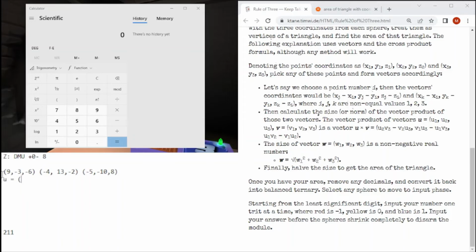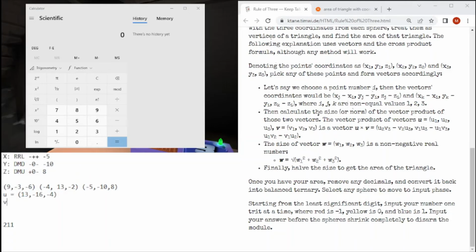So if we take 9 minus -4, that gives us 13. If we take -3 minus 13, that's -16. And if we take -6 minus -2, that becomes -4. So, again, physically this represents the vector between these 2 points. If you started at this point and then moved 13 in the x direction, -16 in the y direction, and -4 in the z direction, you would wind up at exactly this point here. So imagine 2 points, and this represents an arrow pointing from this point to this point in space.